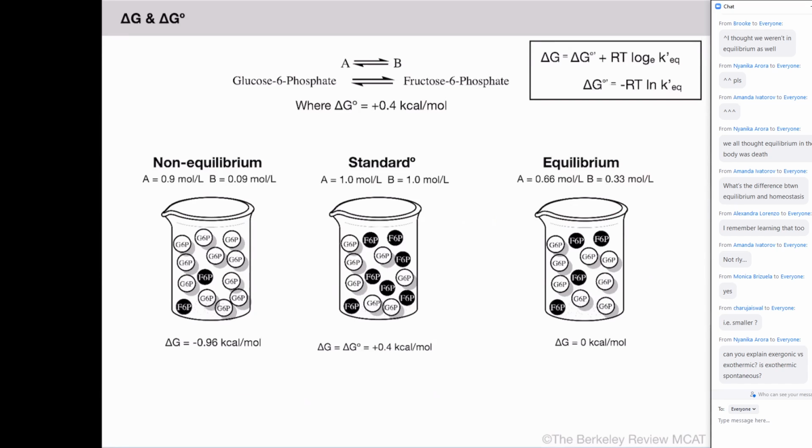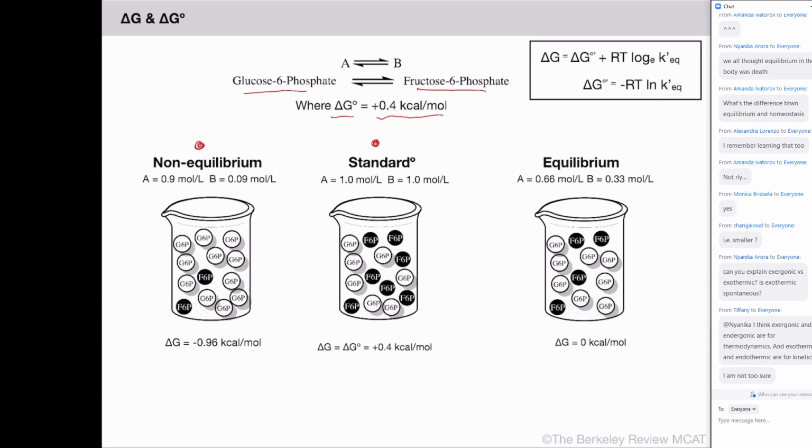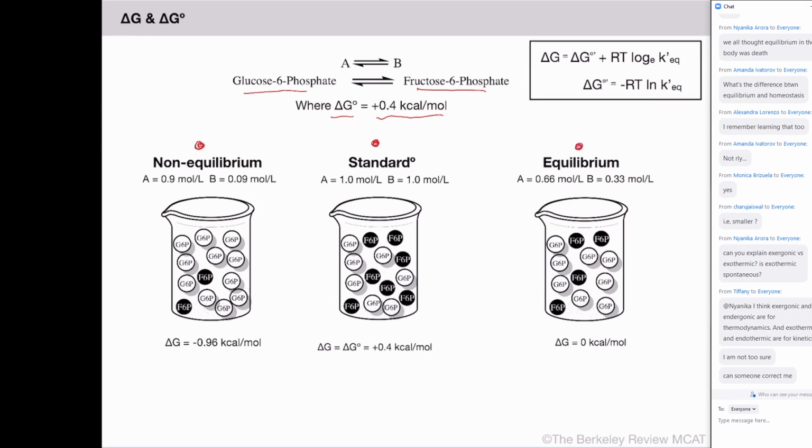Well, let's look at these examples here, where we have an example of glucose 6-phosphate going to fructose 6-phosphate. And it's given that we have a delta G naught of +4 kilocalories per mole. Okay. And so if we look at a non-equilibrium situation, the standard situation, and an equilibrium situation, can we predict which way each reaction is going to go?